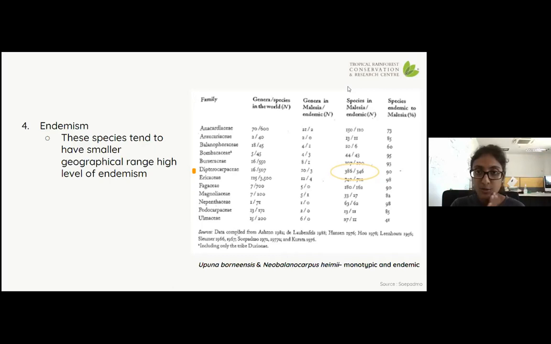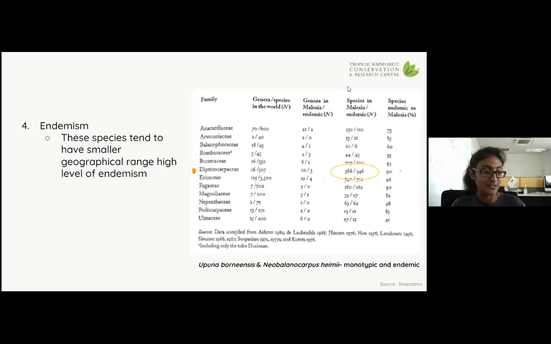If you look at the diagram on the right, Dipterocarpaceae family, in the Malaysia region, so the Malaysia region encompasses Malaysia, the Philippines, Indonesia, and some other countries in Asia. In this Malaysia region, the number of species found is 386, but the endemic species are 346 out of 386. So this is 90% endemism that we can find in the Malaysia region, which is very, very high.